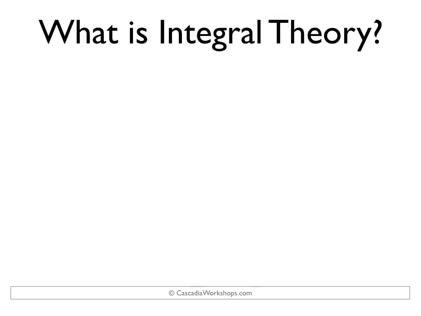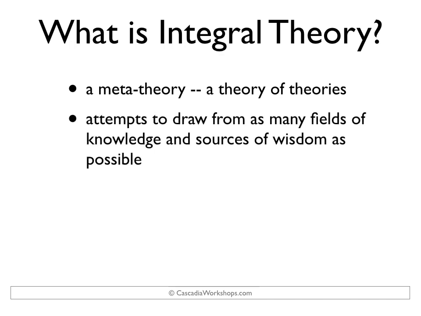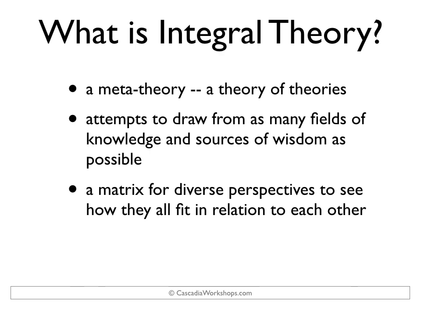So what is integral theory? Integral is a meta theory, meaning it's a theory of theories. And it attempts to draw from as many fields of human knowledge and sources of wisdom as possible. In fact, Ken is considered the most widely read and influential of contemporary American philosophers, and his framework allows every field of human inquiry to see itself on the same map with every other field and for them to see each other in perspective. So it's a matrix for diverse perspectives to see how they all fit in relation to each other. And it also provides a really interesting template for personal practice.